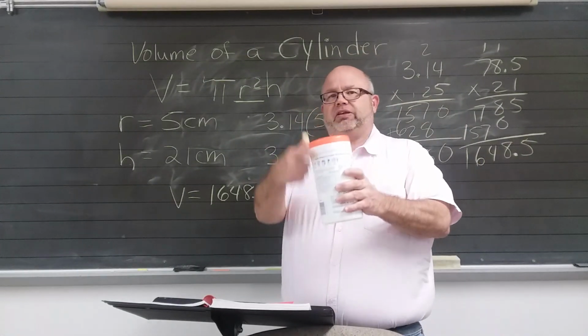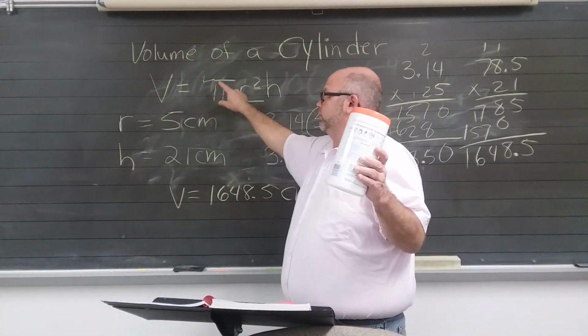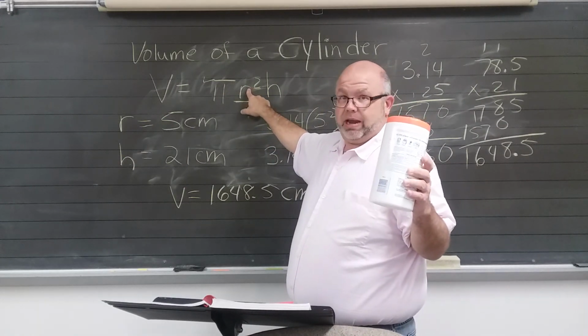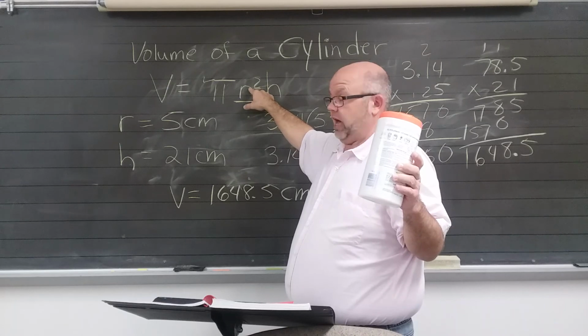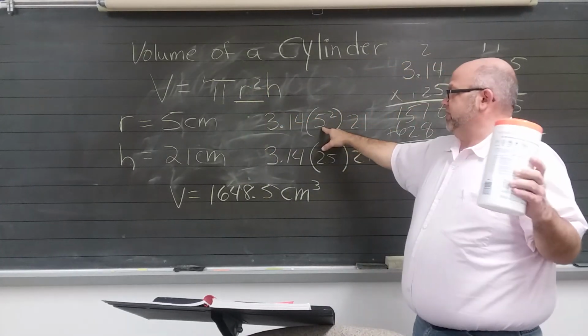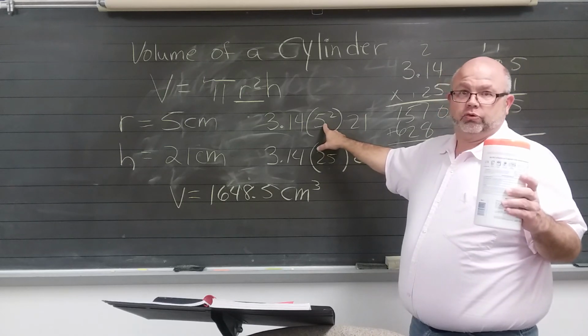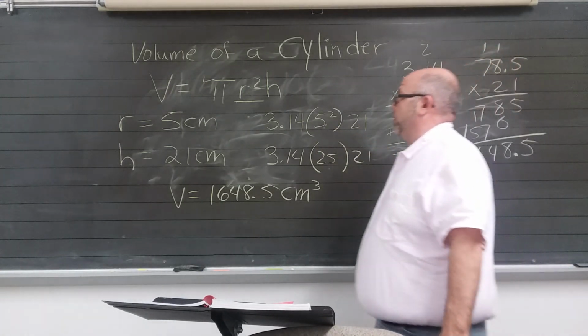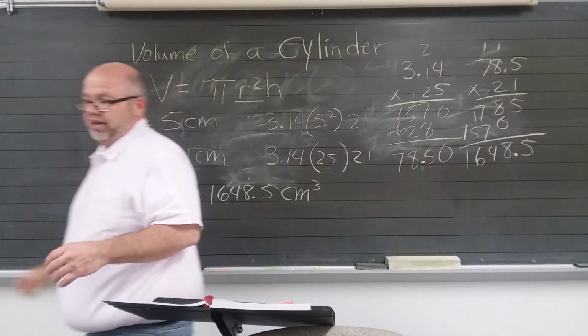Cylinder. How much space is inside? Volume equals pi r squared h. Remember, that means a number times itself, not a number times 2. This is 5 times 5, not 5 times 2. Okay? All right, lesson 139 for Thursday, test on Friday.